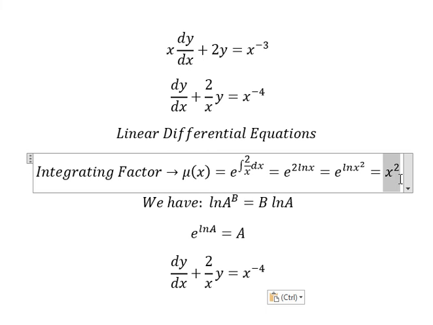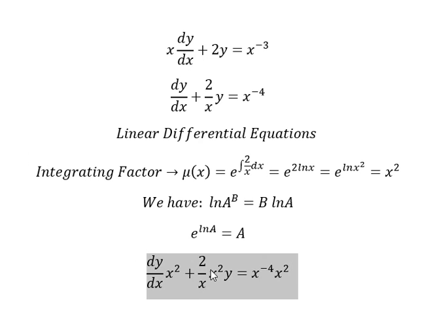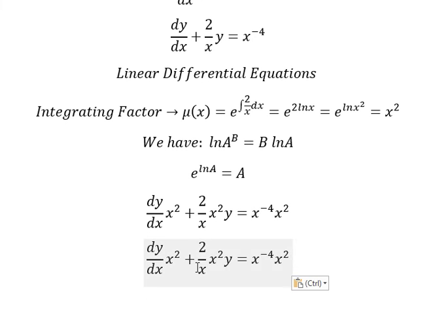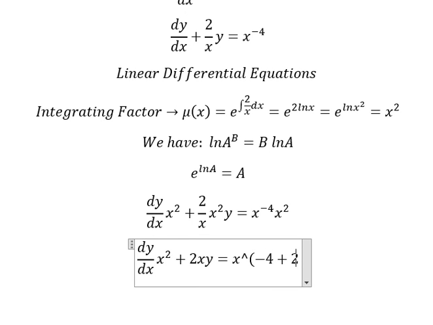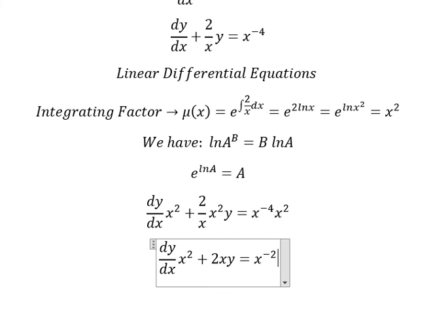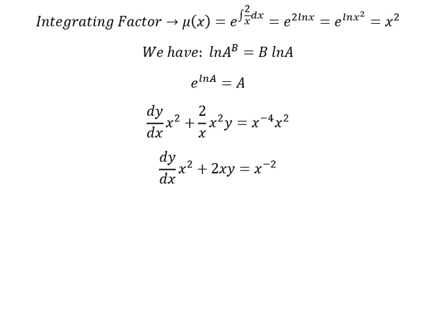So we multiply both sides by this one. So this one we have 2x. This one we have x to the power of negative 4 plus 2, so we have negative 2. Next, we need to integrate both sides.